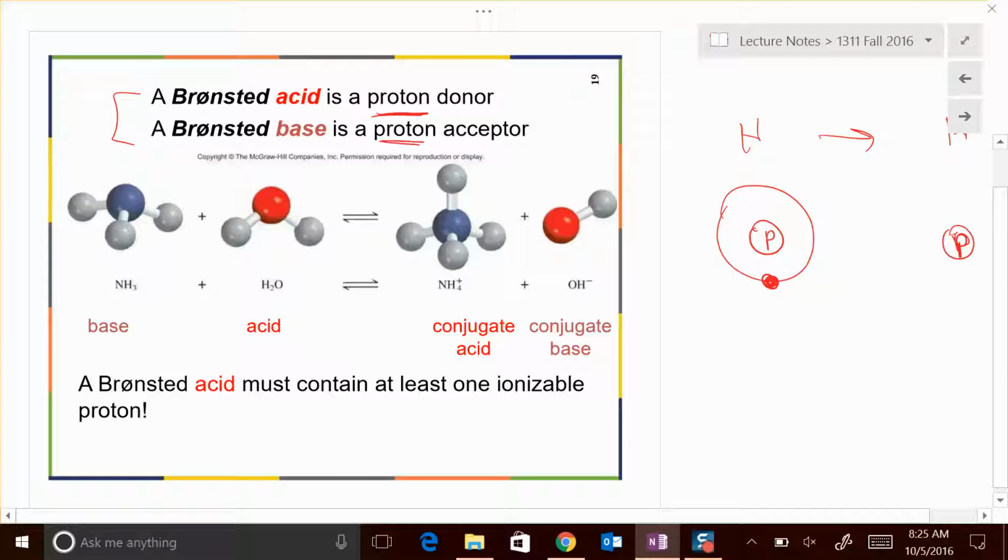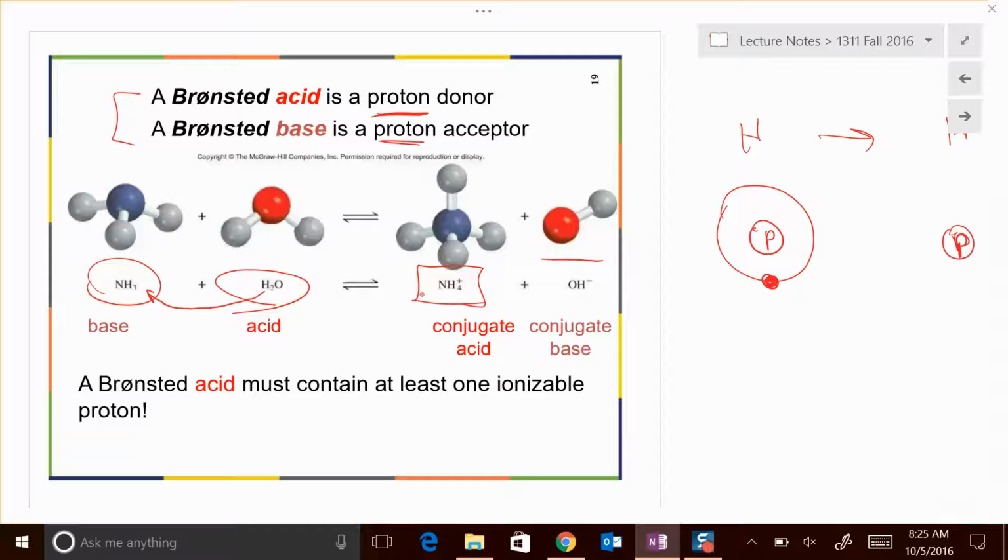If we look at ammonia here, it reacts with water. The water donates the hydrogen to ammonia. Do you see that? And you're left with OH minus and NH4 plus. So the base is the thing that accepts the hydrogen. The NH3 accepted the hydrogen, became NH4 plus, ammonium, and we're left with OH minus. So that's how we define this as a base.